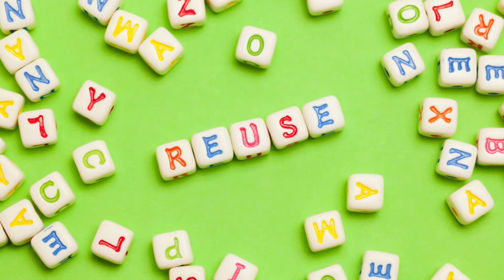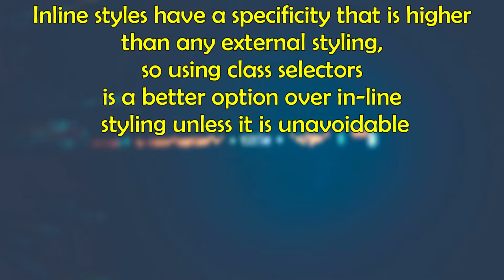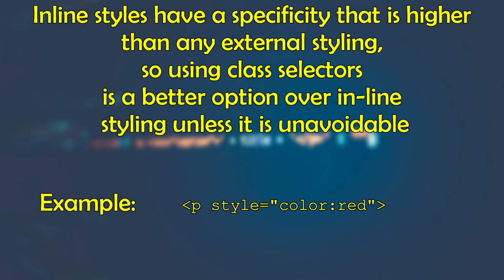Everyone will tell you that reusing is a good practice in life. Certainly, it is good in CSS as well. Inline styles have a specificity that is higher than any external styling, and you could override them only by using the exclamation important. For example, here we have a paragraph. The style which I have used is just color, but this is what inline styling is. You should try to avoid this way, rather put the CSS in classes or other kinds of selectors, rather than just using inline styling.